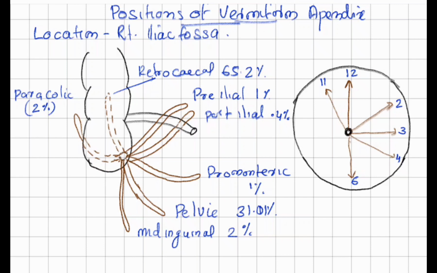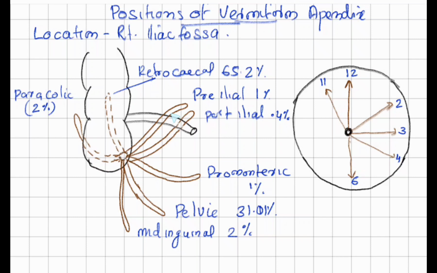Now, next is the splenic type. The paracolic position is the 11 o'clock position. Retrocecal is running upwards, so it is the 12 o'clock position. And the next is the 2 o'clock position, known as the splenic. In this, the tip of the vermiform appendix is directed towards the spleen. The spleen is present in the left hypochondrium.